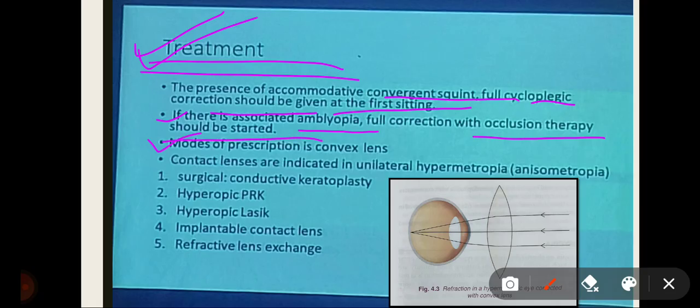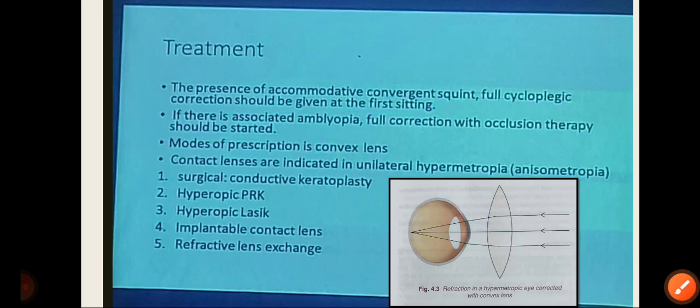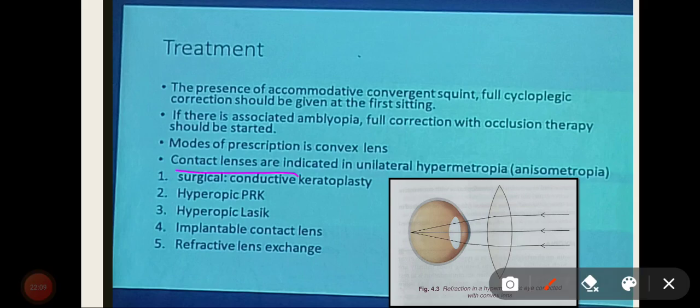Mode of prescription is the convex lens. This is the convex lens. This is the convergent lens. So it focuses the light on the retina, which was previously behind the retina. And contact lenses are indicated in unilateral hypermetropia or anisometropia.